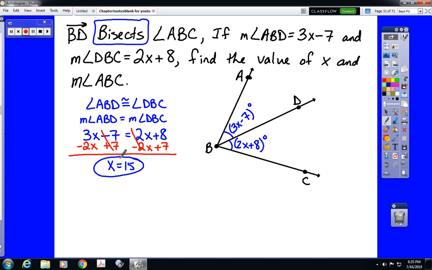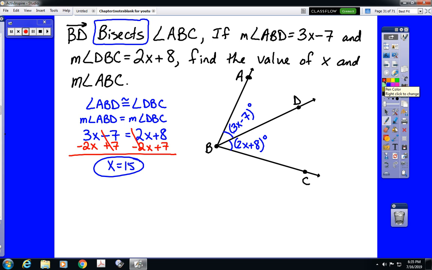Now again, we need to be very careful. It needs to be part of our routine to make sure that we've actually answered the question when we think we're done, because we're not done yet. We found x, but that's all that we found. We also have to find the measure of angle ABC. Now we don't know the measure of angle ABC yet. So what we have to do is find the measure of each of these individual angles.